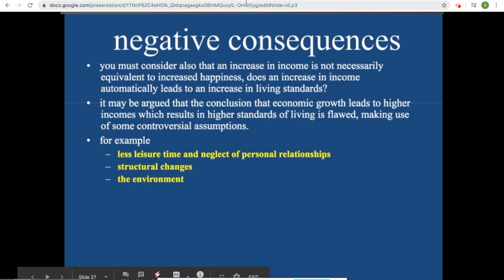But not surprisingly, economic growth comes with a lot of negative consequences, right? An increase in income is not necessarily equivalent to increased happiness, right? It may be argued that the conclusion that higher incomes result in higher standards of living is flawed, making use of some controversial assumptions. So, for example, less leisure time and neglect of personal relationships.